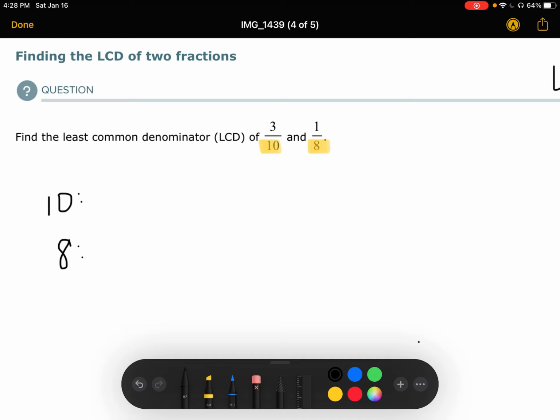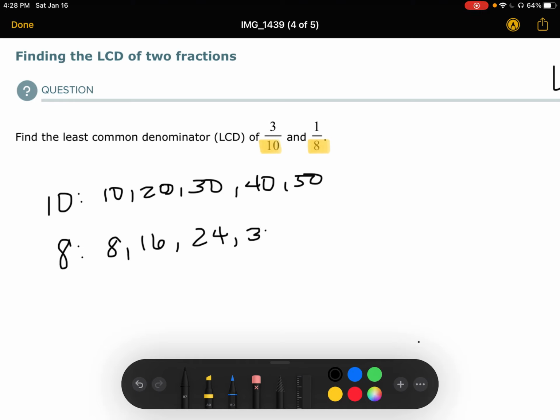Now I'm just going to go out maybe 4 or 5 numbers. Sometimes it's better to start small and then see how far you have to go, but let's just start with 4 or 5. So for 10, we're doing the multiples, so 10, 20, 30, 40, 50. Okay. And then I'm going to go ahead and do 8. So that's 8, 16, 24, 32, 40.